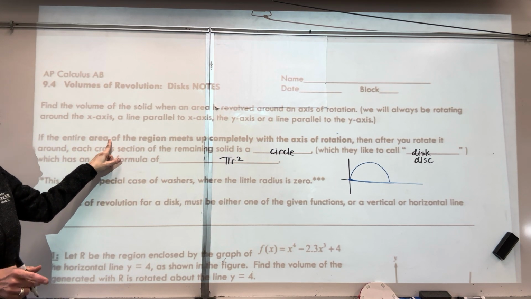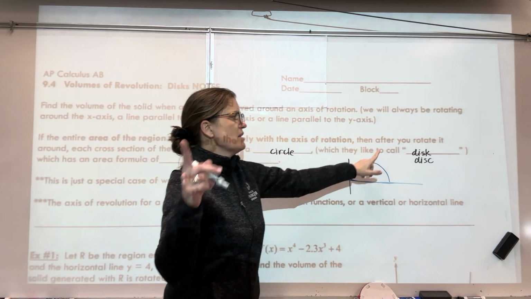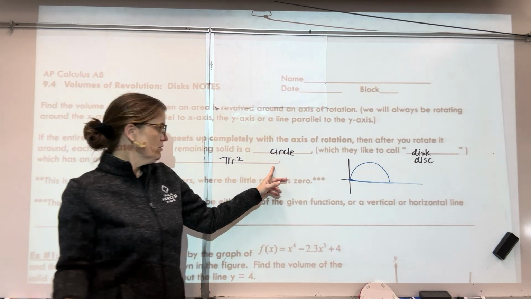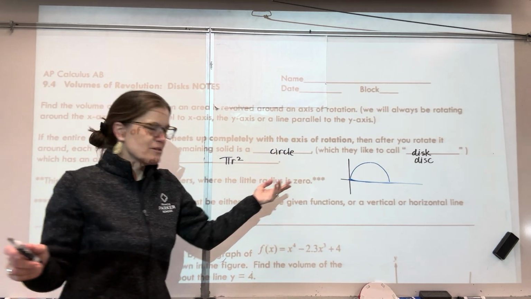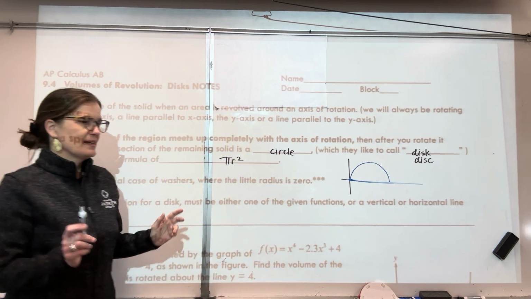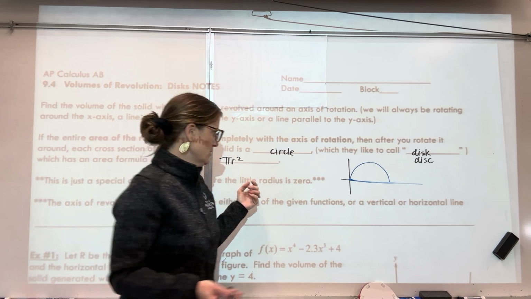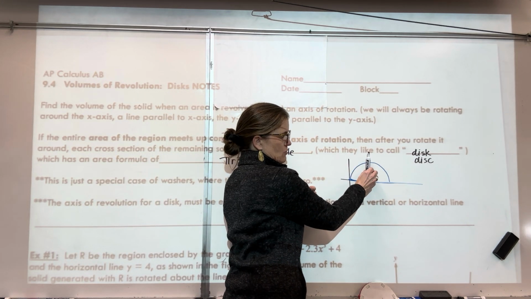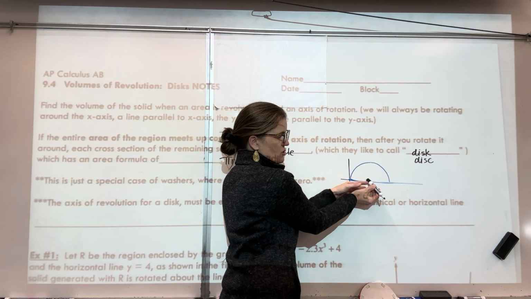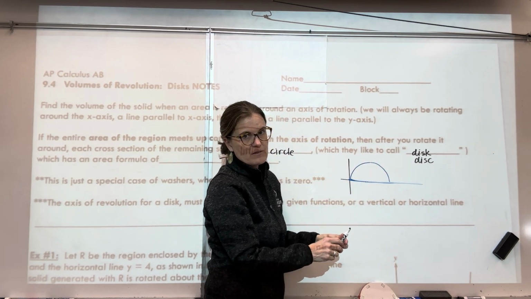If the entire area of the region meets up completely with the axis of rotation, then after you rotate it, each cross-section of the remaining solid would be a circle, which I call a disk. And I always go back and forth whether it's supposed to be a C or a K, but disk. And that has an area formula, obviously, of just pi r squared. So if you can imagine, if you take a slice and you rotate it around and that entire area was meeting up with the axis of rotation, that would just be a big old circle, if you sliced it perpendicular to the axis of rotation.